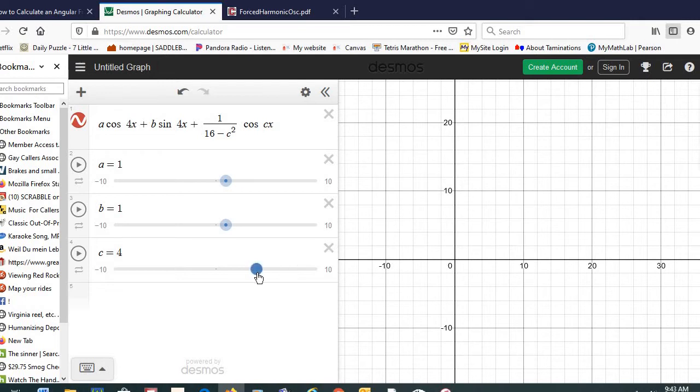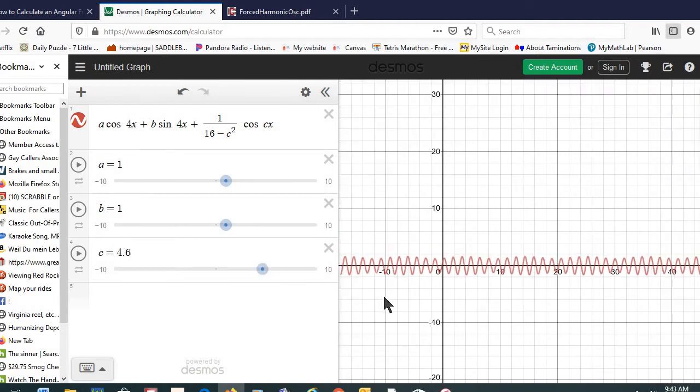Ooh, notice when I'm at exactly 4, it disappears. That's because that would put a 0 in the denominator, and we cannot have that. That would be a mathematical atrocity.